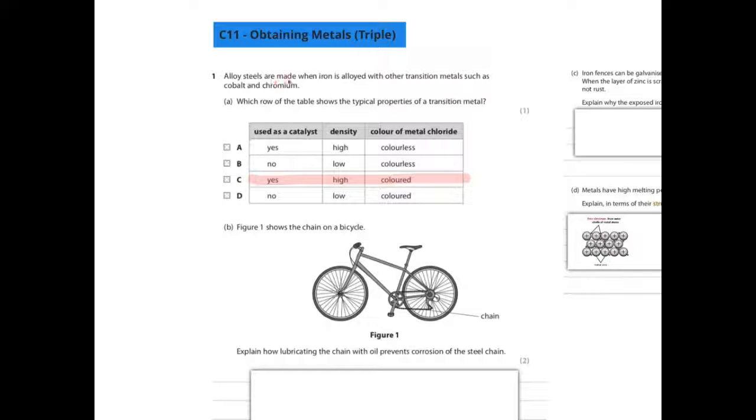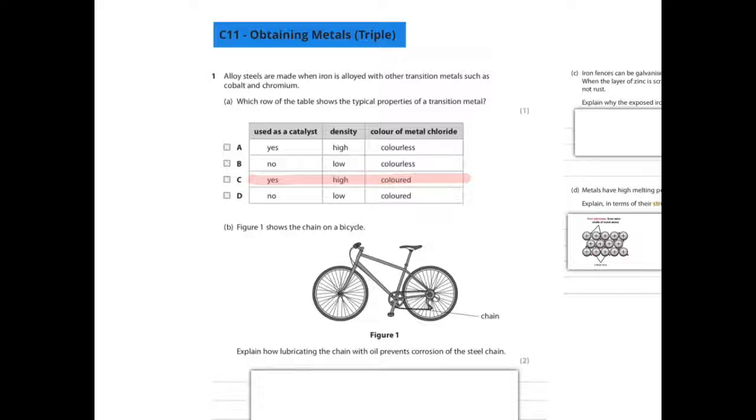Alloy steels are made when iron is alloyed with other transition metals such as cobalt and chromium. An alloy is basically a material that's made from a mixture of metals, and sometimes carbon. Which row of the table shows the typical properties of a transition metal?